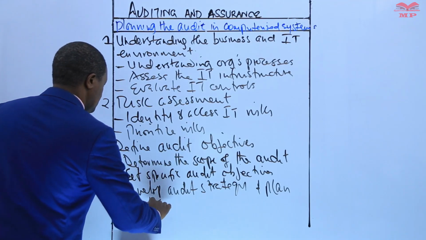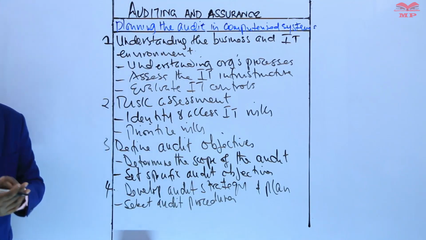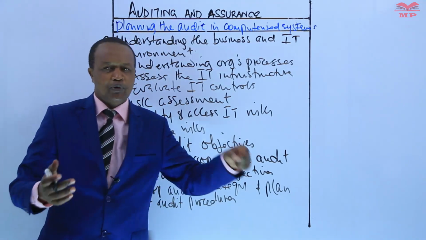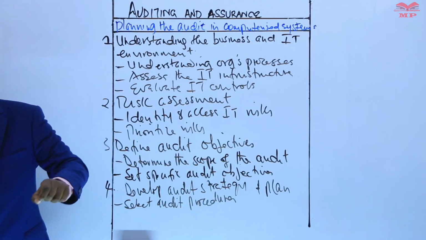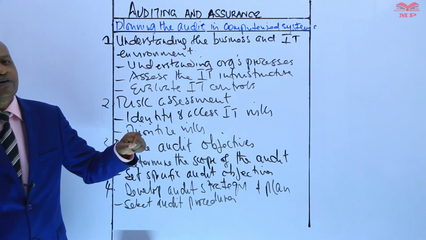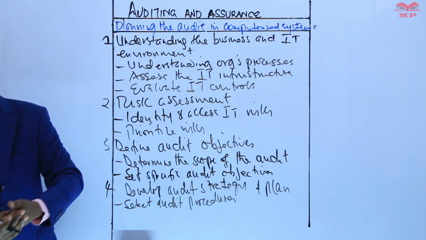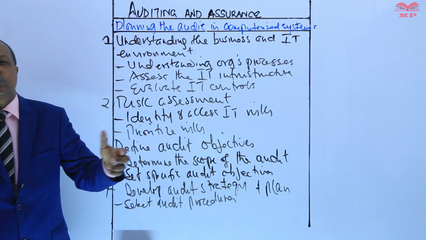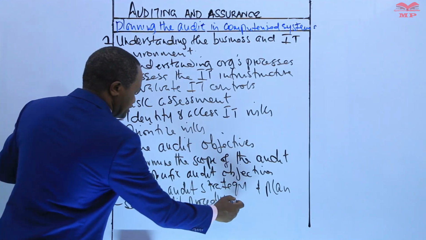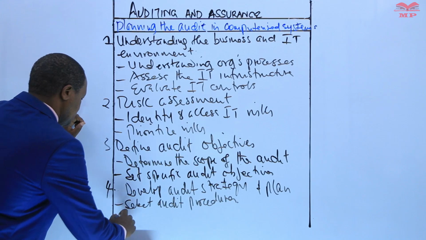Select audit procedures. That means choose appropriate audit techniques. Choose appropriate audit tools, such as computer-assisted audit techniques, like test data, interviews, also things like documentation review, and so on. Then after selecting audit procedures and techniques, the auditor should allocate resources.